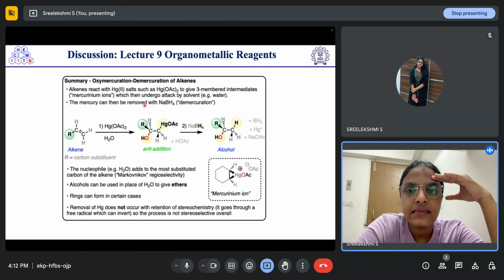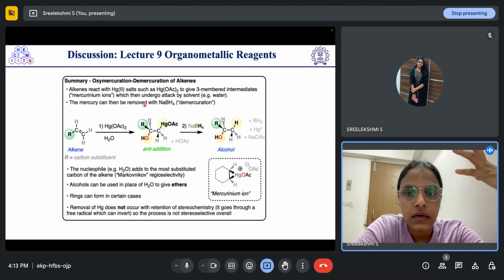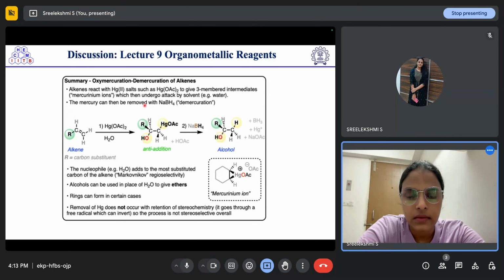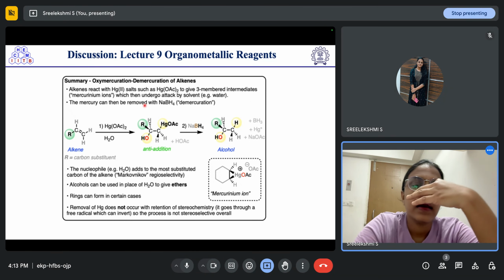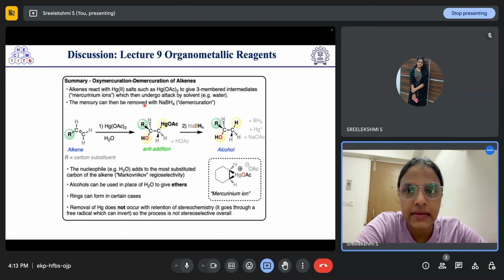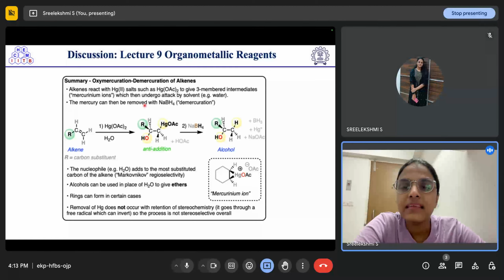Another thing is that the removal of mercury in the demercuration step, using NaBH4, proceeds through a radical-mediated step, so the stereochemistry of this reaction is not under control. This process is not stereoselective overall. So that's about the oxymercuration-demercuration of alkenes.